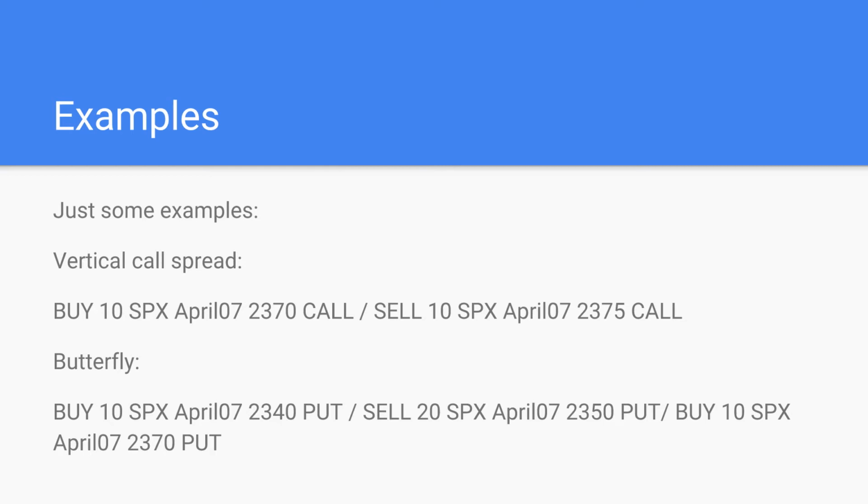So I usually write the complex order as a series of instructions separated by a slash. The instructions are very simple. It's like buy 10 SPX April 7, 2370 calls, and at the same time sell 10 SPX April 7, 2375 calls. So you notice it's a simultaneous transaction. It's not that you buy the first calls of 2370 and then you sell the 2375. No, you have to do this simultaneously at the same time, otherwise this trade will be worthless. So the vertical call spread is an example of a complex order with what I call two legs.